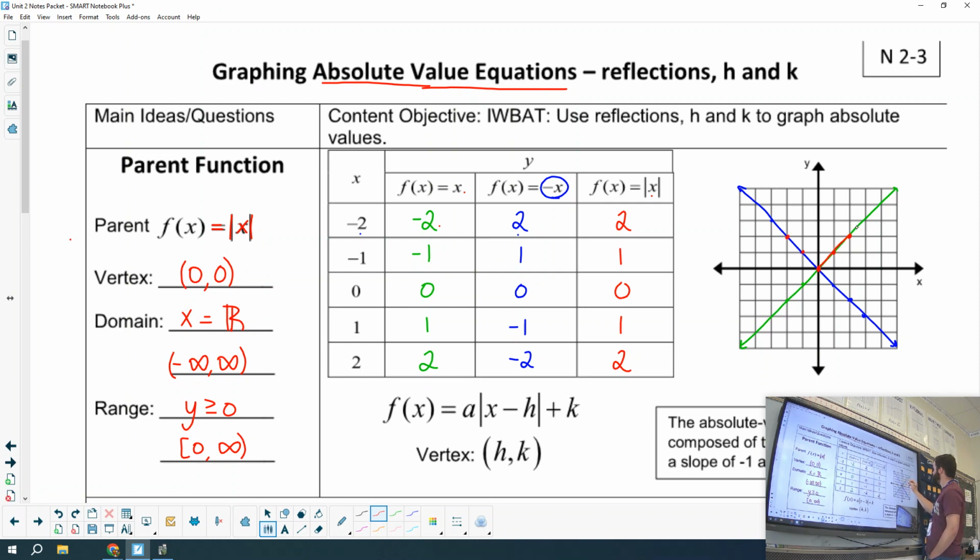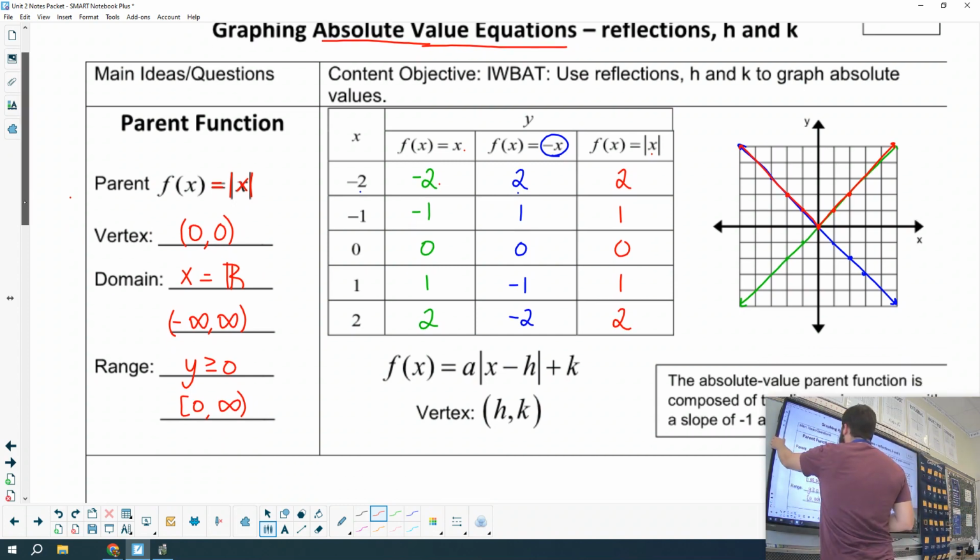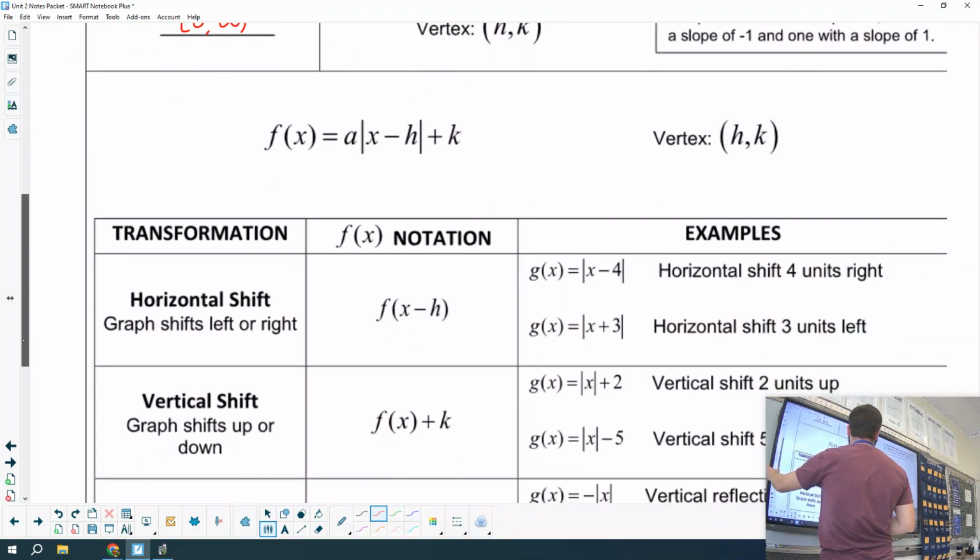And so you can see how my graph is both of those put together. So the graph of an absolute value is literally just a V, okay? It's a V. And all we're going to be doing today is talk about how we can move that V around. So let's talk about the different ways that we can move that V around.